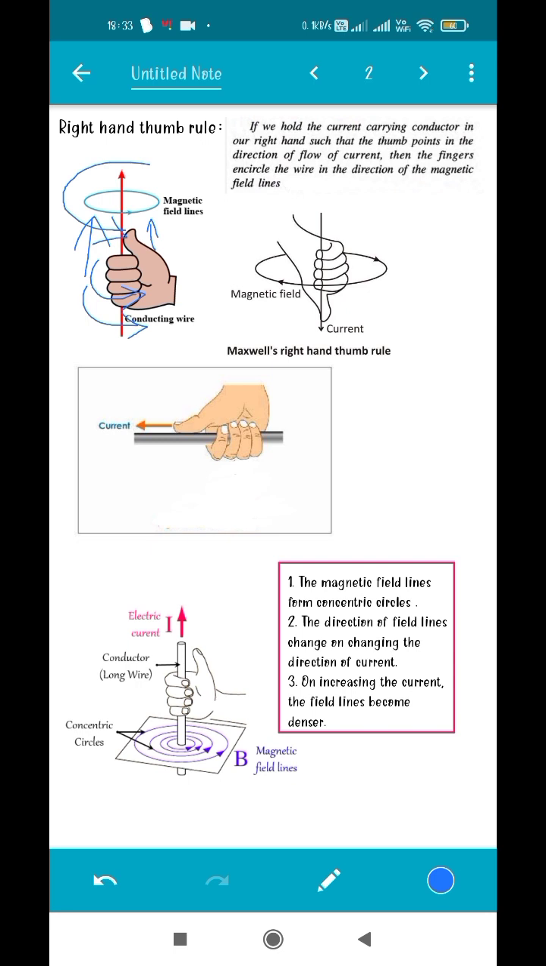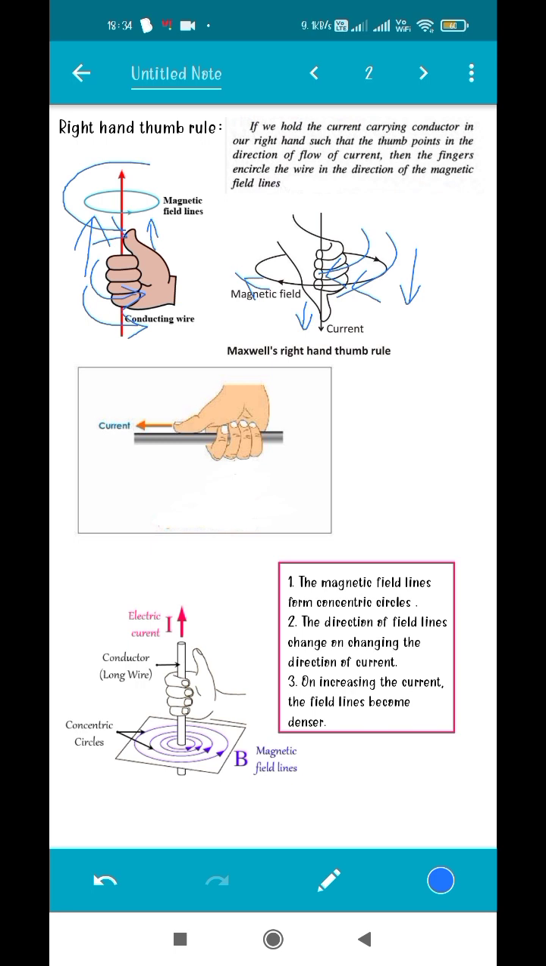So what will be the direction? That can be understood by the direction of encircling of our fingers. But we have to use the right hand for holding the current carrying conductor. Similarly, in the next picture, the current is in this direction. So the thumb of the person is also in the downward direction. Now the fingers are encircling the wire in this direction, so the magnetic field is also in this particular direction.